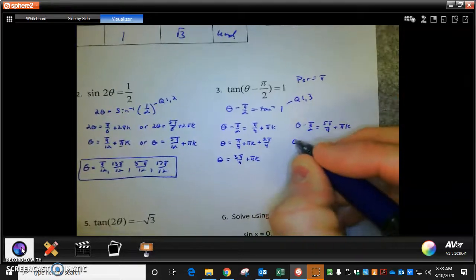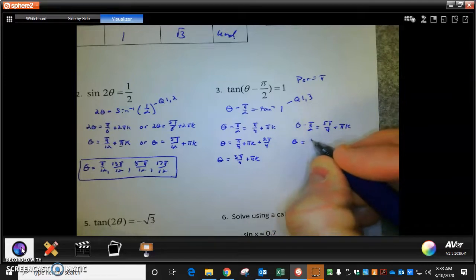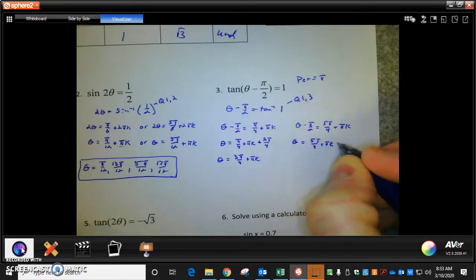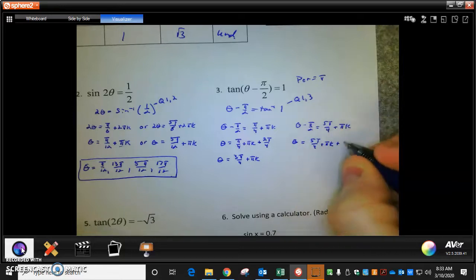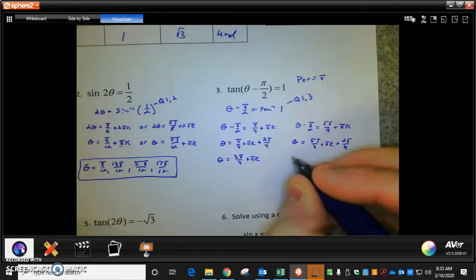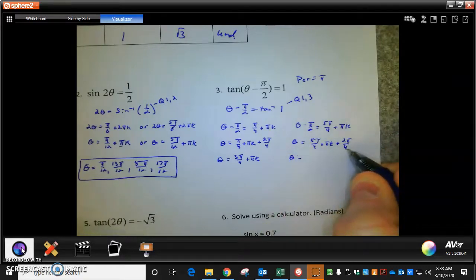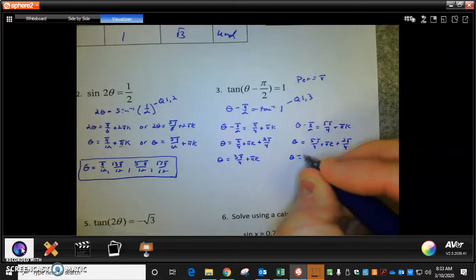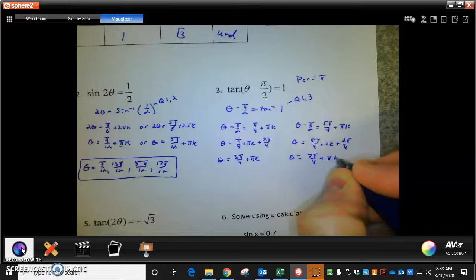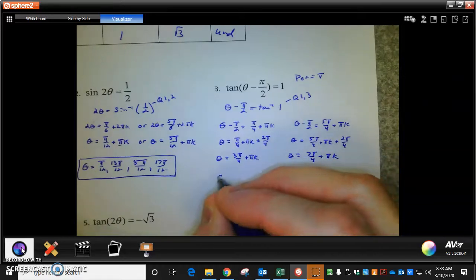Over here, I've got 5 pi over 4 plus pi k plus, and then this is going to come over here. Again, I'm going to write that as 2/4. And when I combine like terms, 5/4 and 2/4 is going to give me 7/4 plus pi k. So let's see what kind of answers we have.